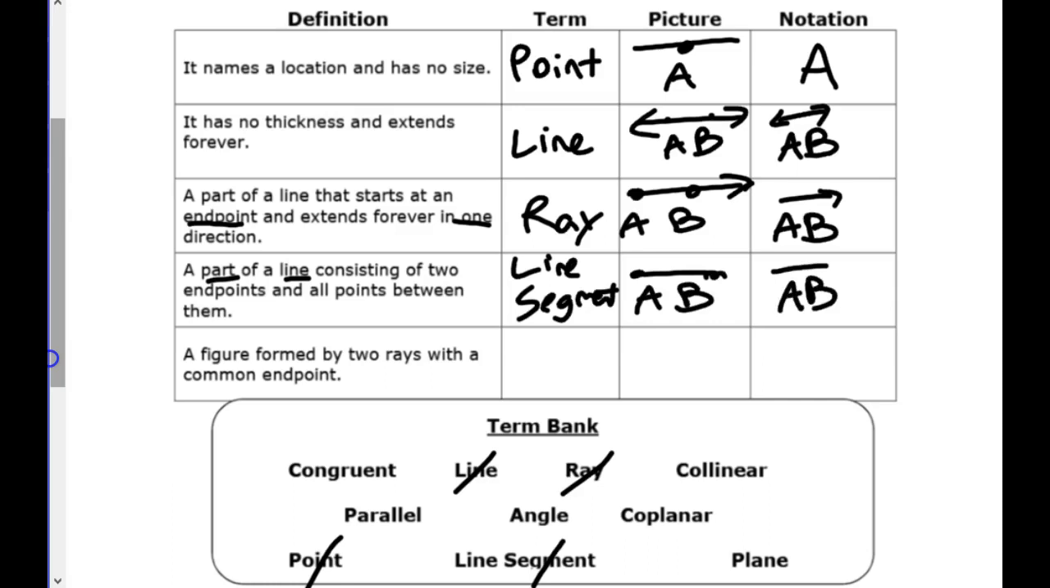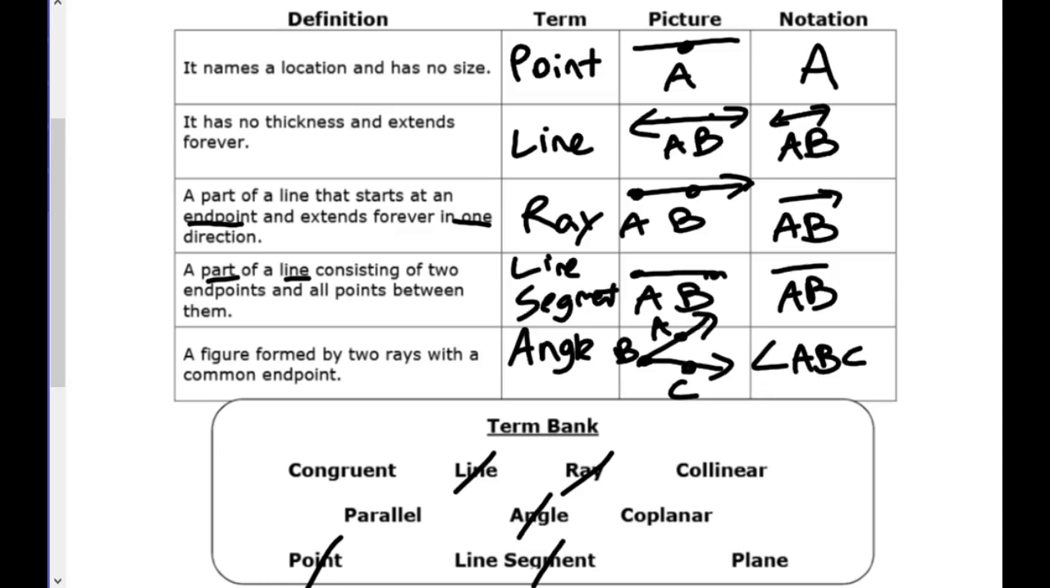And then a figure formed by two rays with the common endpoint. These are opposite rays. Oh, nope, those are not opposite rays. That's an angle. Opposite rays would work, but anyways, makes an angle. So, angle ABC.